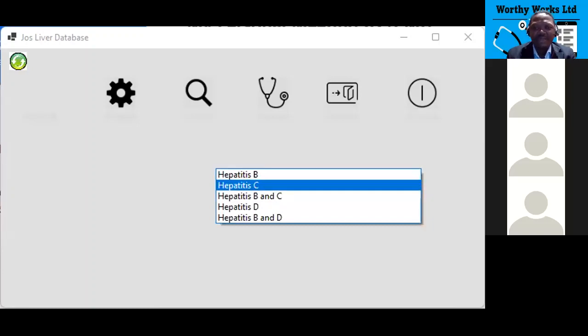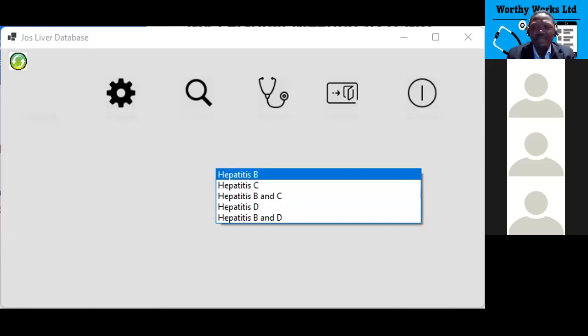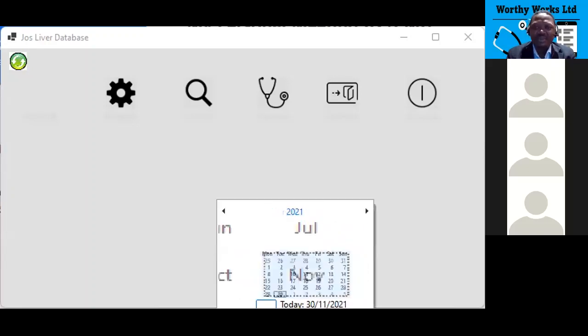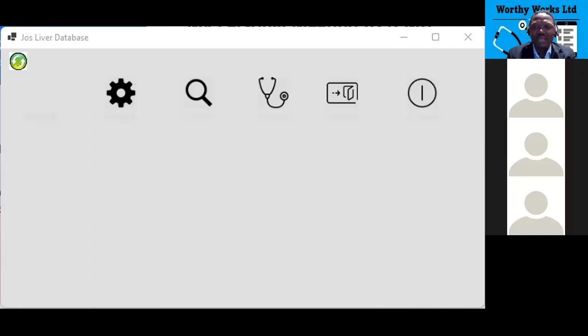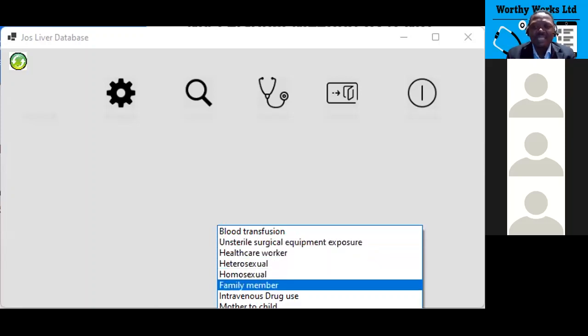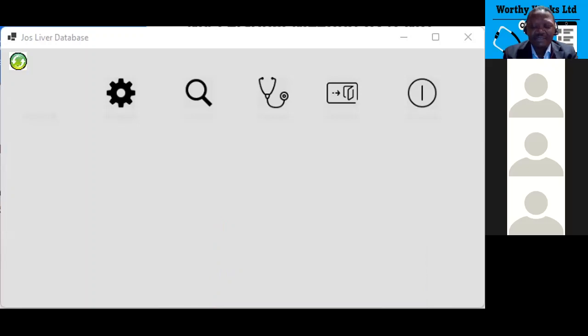And then you say, which type of hepatitis is it? B, C, B and C, and so on. So let's say B. And the date of diagnosis, you could get back to how long this was. Then you come to the risk factor. Some of them may never know what they got into, but at least let's imagine that a family member had it. Past medical history, I'm healthy. Drug history, not taking anything. And then here, I'm not drinking alcohol. Okay, I may choose to cancel this and clear the data, or save it and then click that.